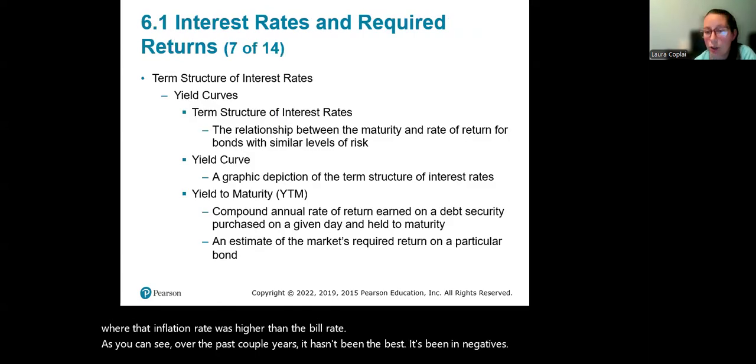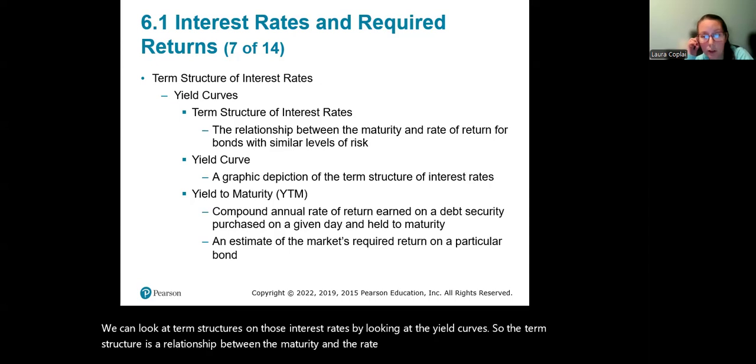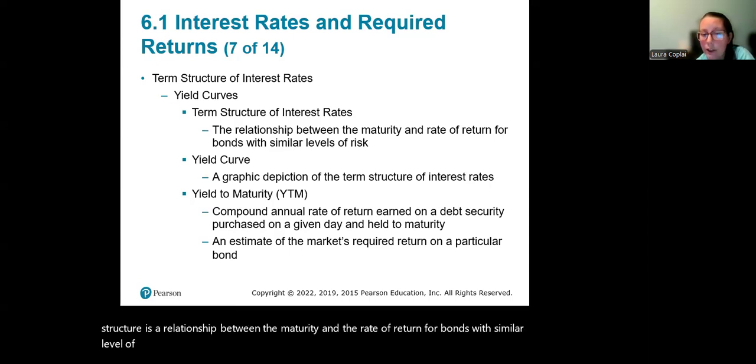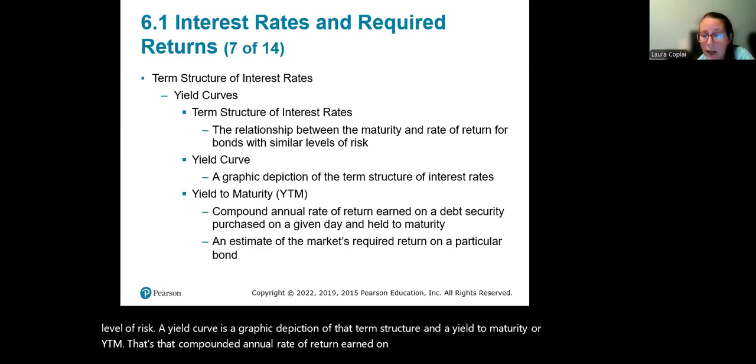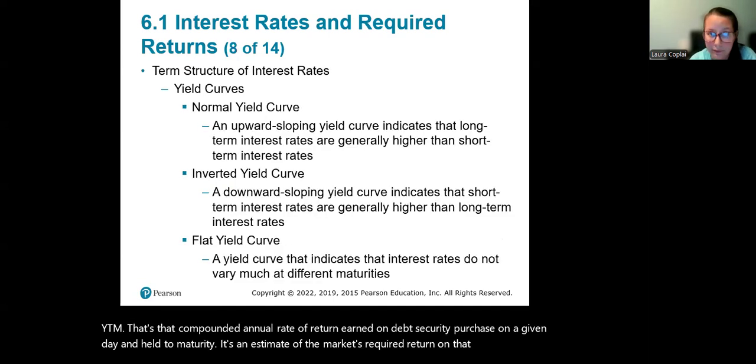We can look at term structures on those interest rates by looking at the yield curves. So the term structure is a relationship between the maturity and the rate of return for bonds with similar level of risk. A yield curve is a graphic depiction of that term structure. And a yield to maturity, or YTM, that's the compounded annual rate of return earned on a debt security purchased on a given day and held to maturity. It's an estimate of the market's required return on that particular bond.